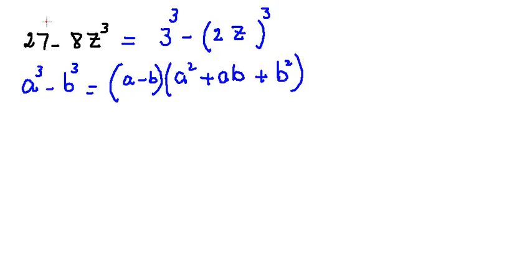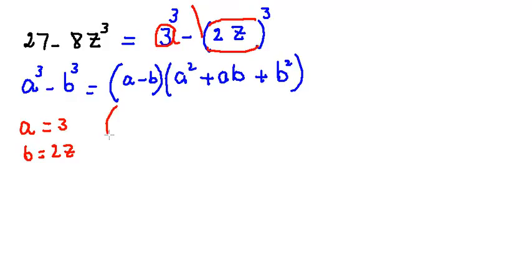So in this case, given this difference of two cubes here, if I can identify that a is 3 and b is 2z, then all it takes is substitute a equals 3 and substitute b equals 2z in the pattern or in the formula, and then you are all set, you know.